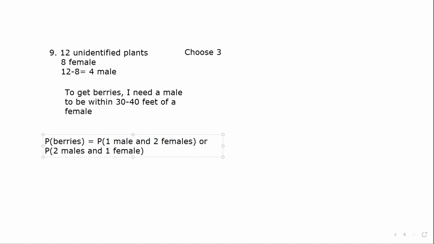Okay. Because that's really the only option, because I can't have 3 of any one, right? So even though I would have more options than that, I only need these 2. So how do I find the probability of getting 1 male and 2 females?